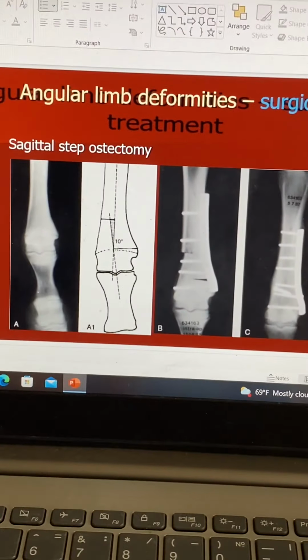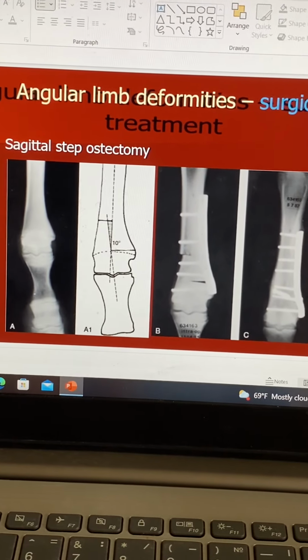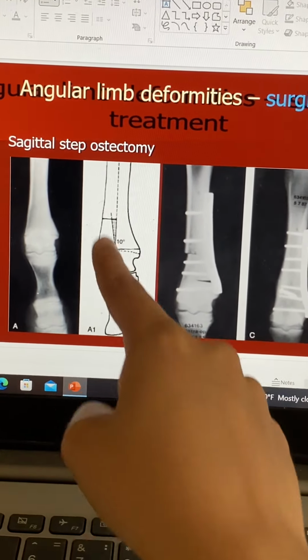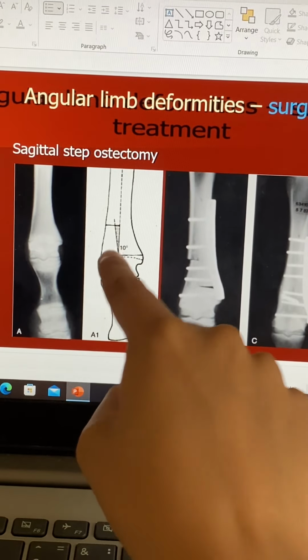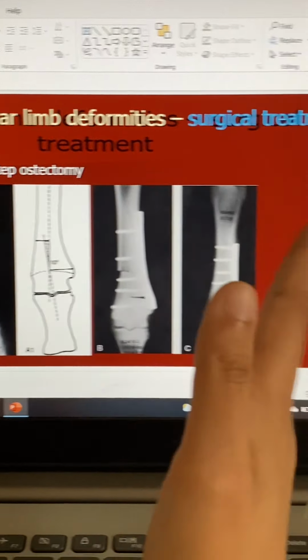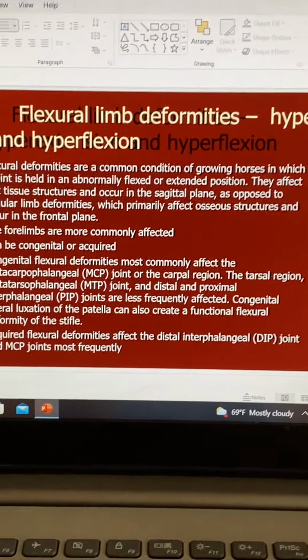So you have sagittal step ostectomy. Remember, we did the 2 lines that bisect, and you get the angle we mentioned, and then you basically correct it using your bony plates and screws.